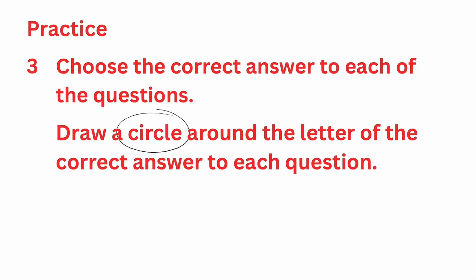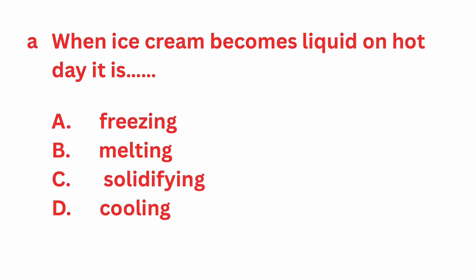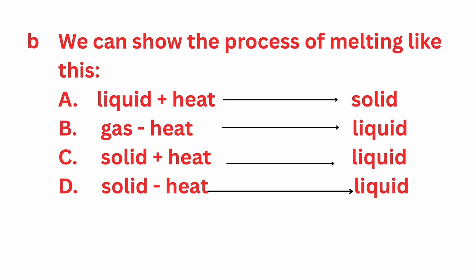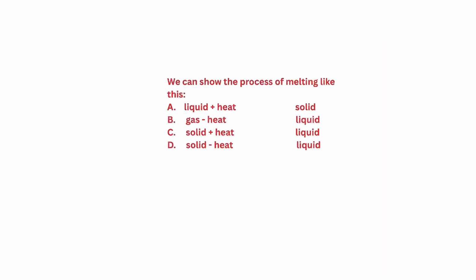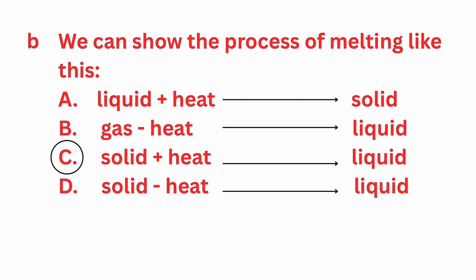Practice. Question number 3. Choose the correct answer to each of the questions. Draw a circle around the letter of the correct answer to each question. Question A. When ice cream becomes liquid on a hot day, it is melting. Question B. We can show the process of melting like this. Solid plus heat becomes liquid.